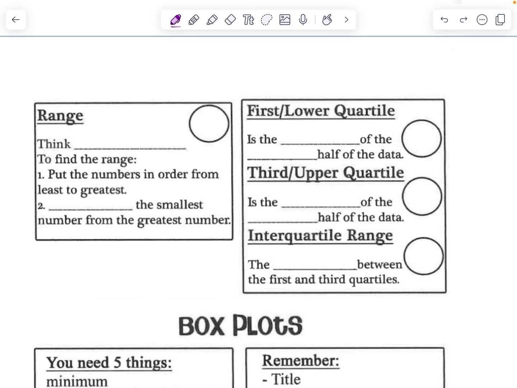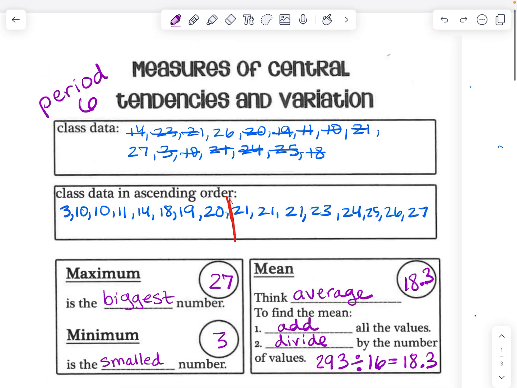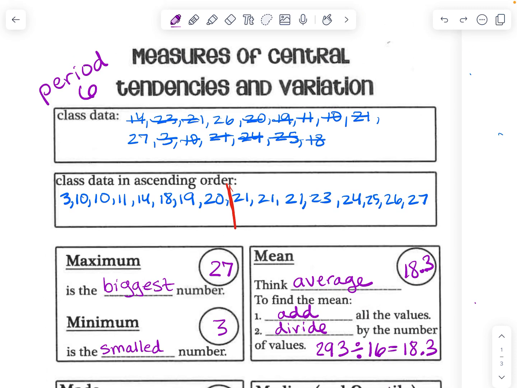Alrighty, today we're going to be learning about box plots and dot plots. We're going to be using the same data from the previous video, which was collected this year in period 6. The data that you have to work with might be different. So this video is just to show you what to do with the data. It might not be the same answers that you should have in your notes.